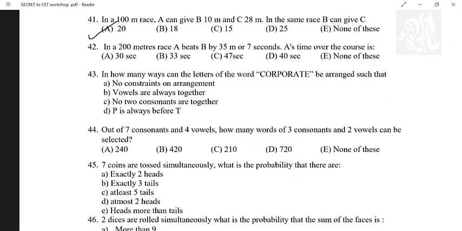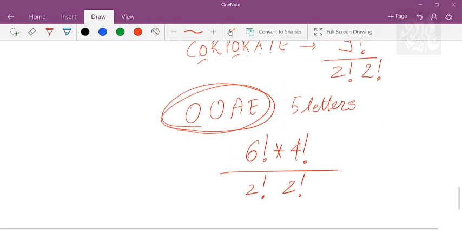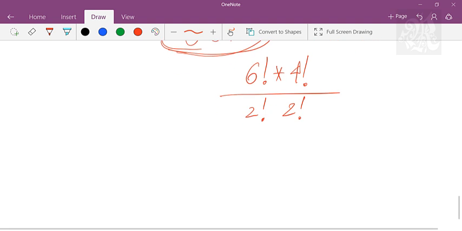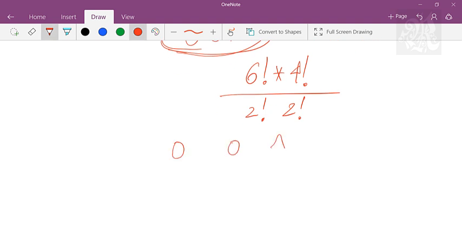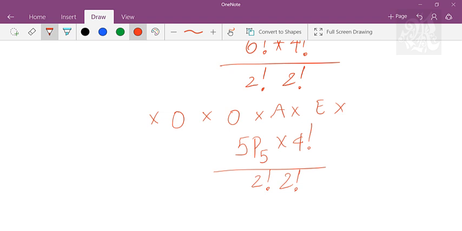Moving ahead. If no 2 consonants are together, what we have to do is arrange consonants between the vowels. So we'll first place the vowels. Keep in mind, if you have no 2 men together, no 2 girls together, no 2 players together, every time you'll do the same thing, you'll create gaps. Out of these 4 letters, we can make 5 gaps, and the 5 consonants can be arranged in 5P5, which is nothing but 5 factorial ways. The 4 vowels can be arranged in 4 factorial ways, and I divide again by 2 factorial for O's and R's. So keep that in mind. The repetition part you can take care of later.